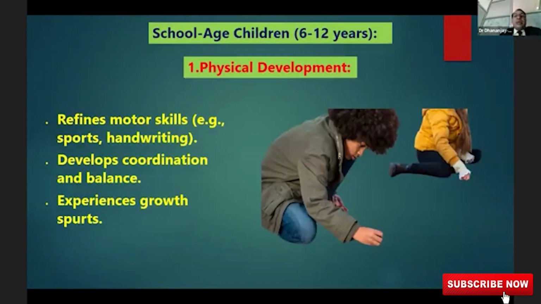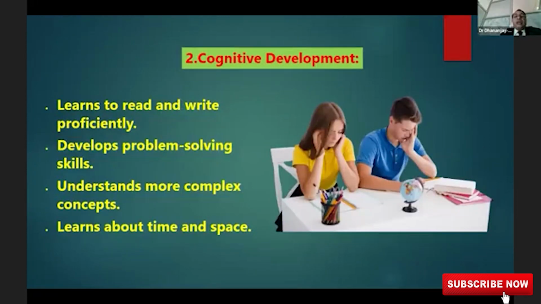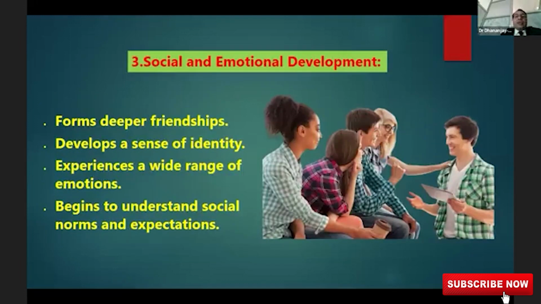And when the child starts going to school, that is 6 to 12 years, in physical development, refines motor skills, sports, handwriting, develops coordination and balance, experiences growth spurts. In cognitive development, learns to read and write proficiently, develops problem-solving skills, understands more complex concepts, learns about time and space. Social and emotional development, forms deeper friendships, develops a sense of identity, experiences a wide range of emotions, begins to understand social norms and expectations.